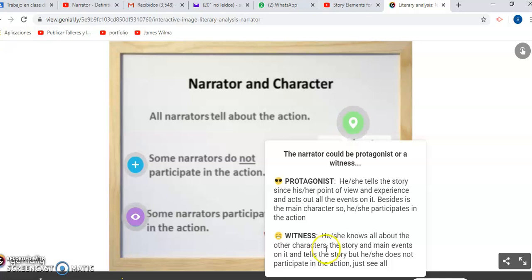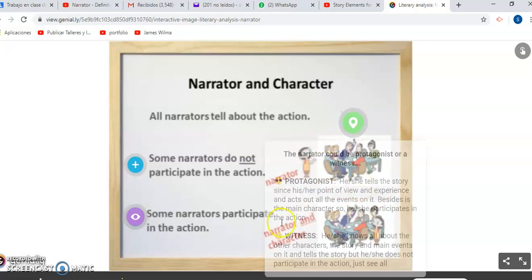So in general terms, the protagonist is the narrator who is participating and is also the main character. It means the narrator here is talking about his own experience. But the witness is just a person who is talking about the others, not participating in the action. He or she talks about the others, but not about himself or herself. Those are the types of narrator.